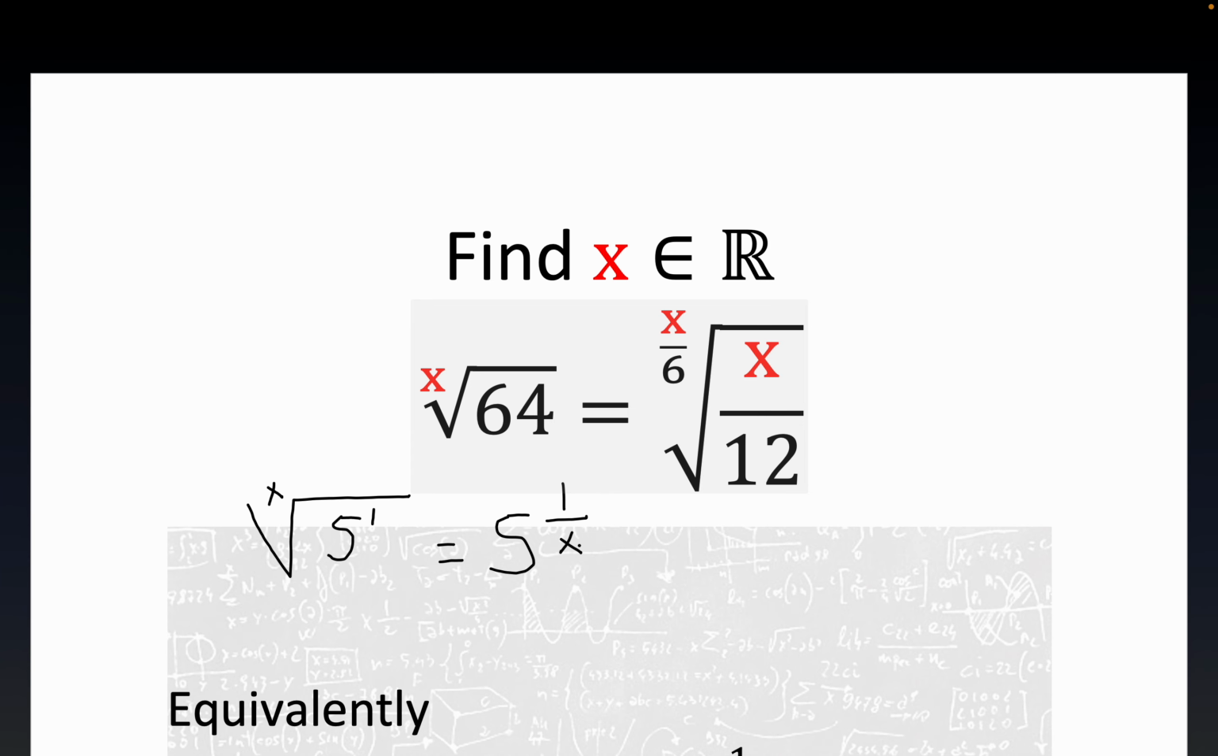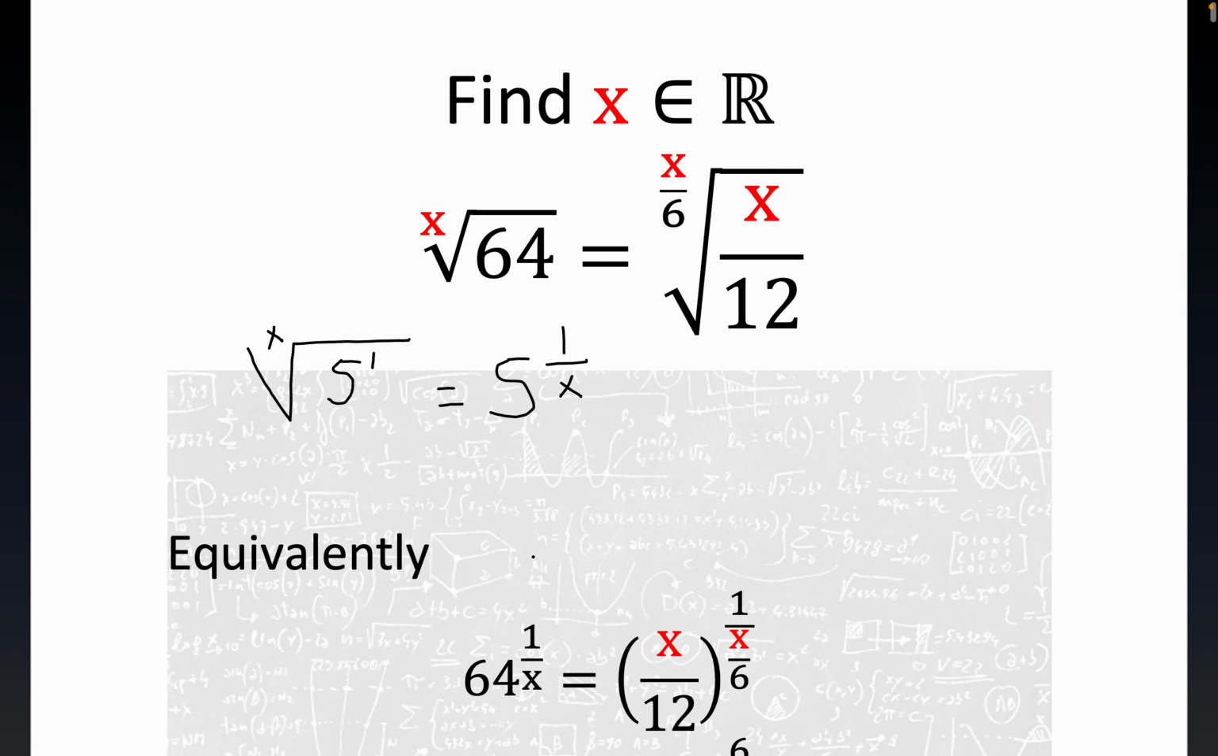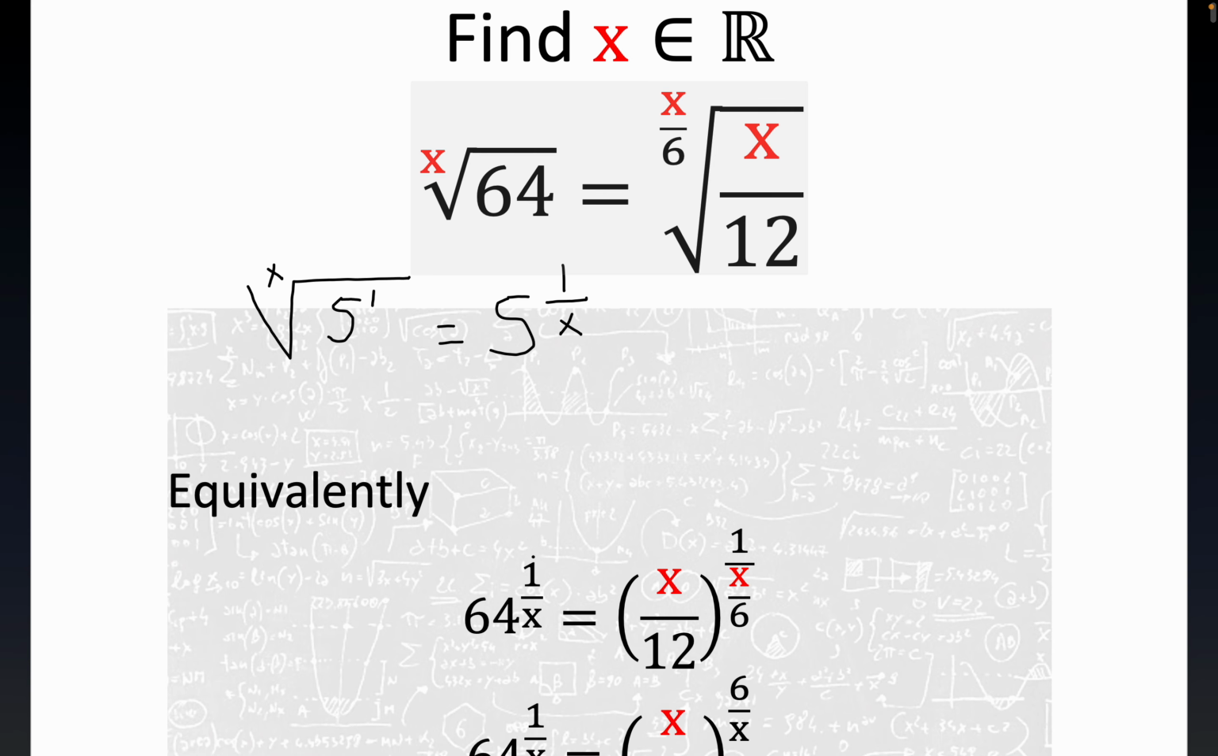Okay, so we're going to shift to rational exponents because it's just more convenient, in my opinion, to work the problem that way. So you can write down the given problem equivalently as this: 64 raised to the 1 over x equals x over 12 to the 1 over x to the 6. And this is the part that's slightly dicey here. This is pretty normal over here. This is all normal looking stuff, but we have a fractional variable dependent index on the right hand side.